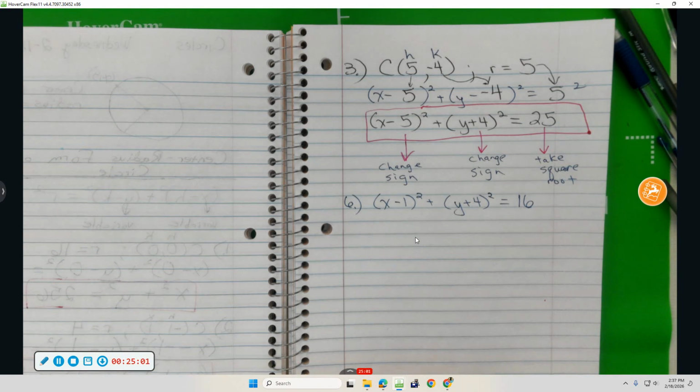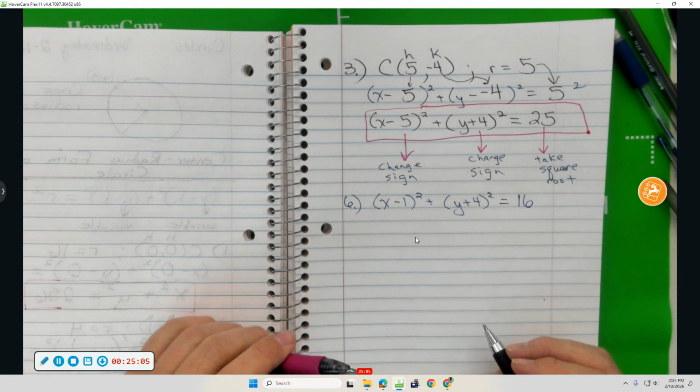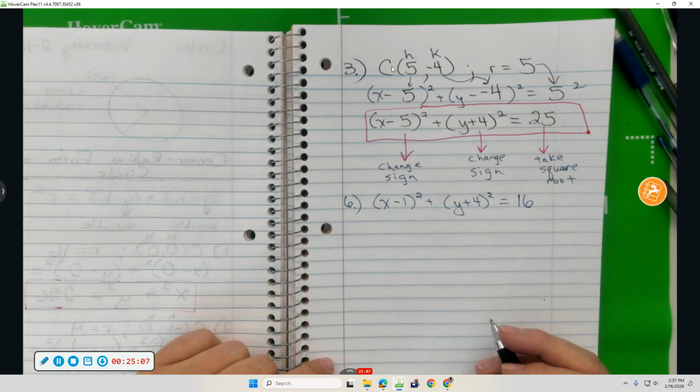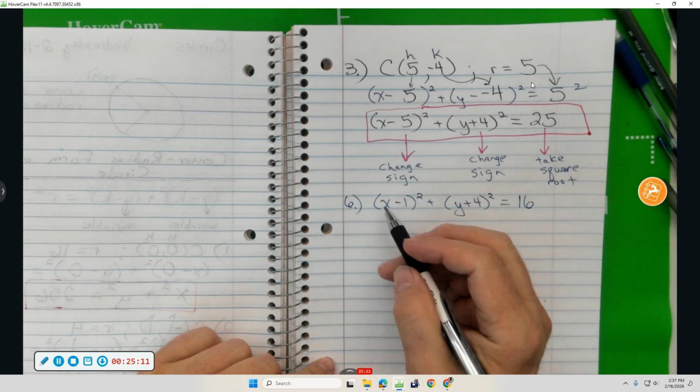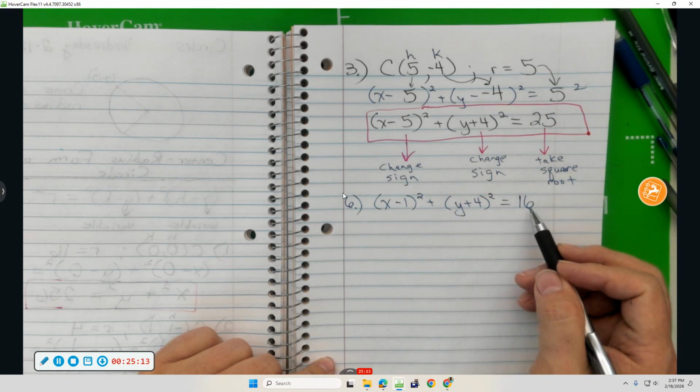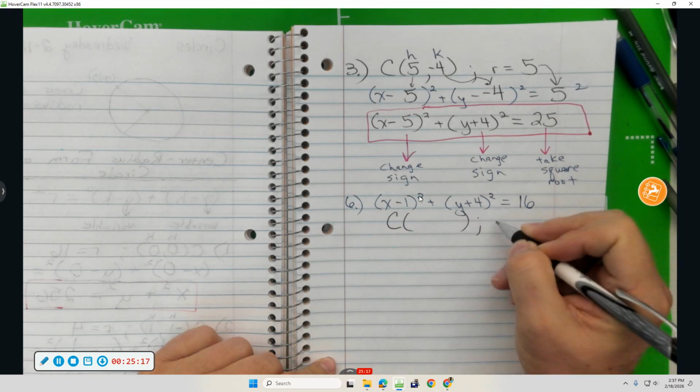In order to graph a circle, we've got to know not that equation, but what? What have we been using to graph these? The center and the radius. When you look at this center radius form, you should be able to tell me the center and the radius.